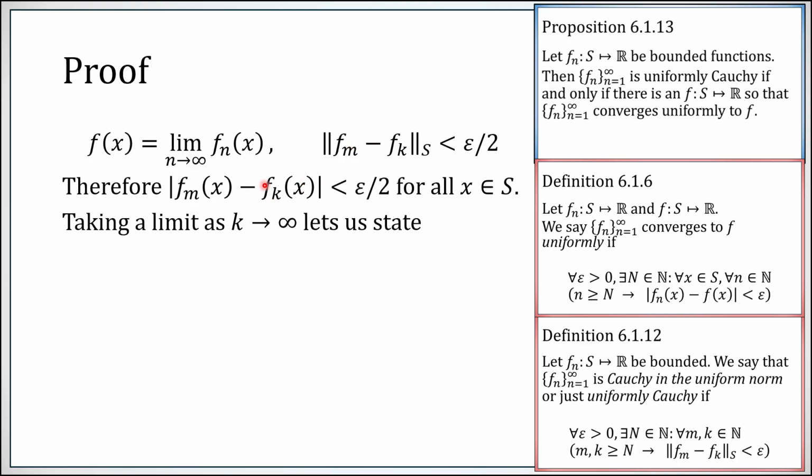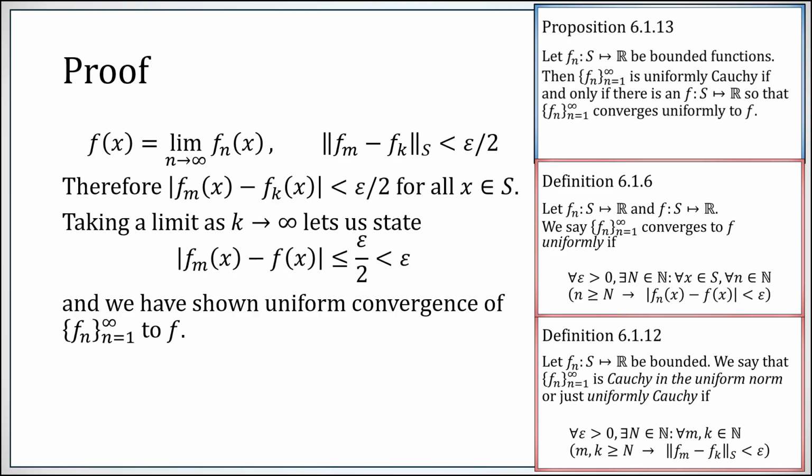Now we have a pointwise limit here, and we conclude that fm of x minus f of x is less than or equal to epsilon over 2, which is certainly less than epsilon. So we have achieved what we wanted here. So we've got uniform convergence of the fn's to f.